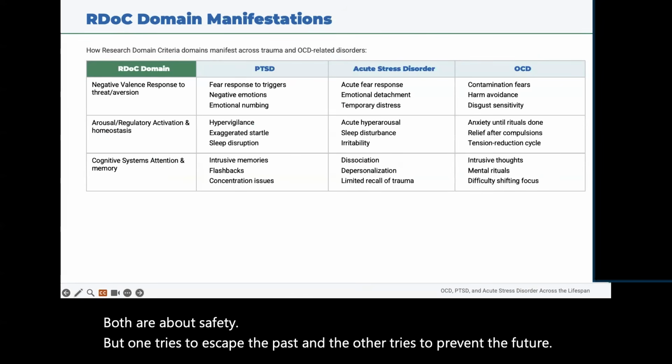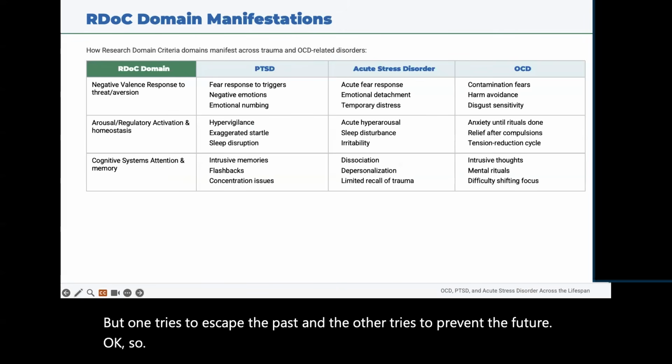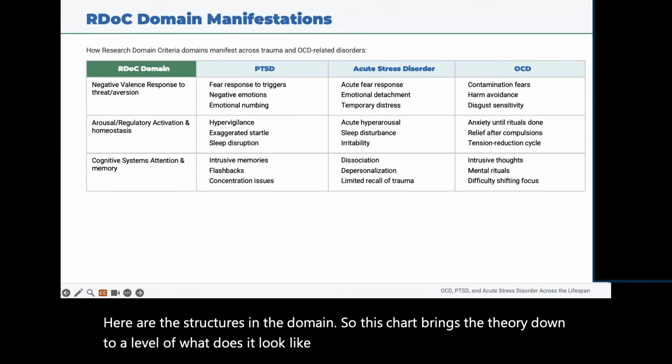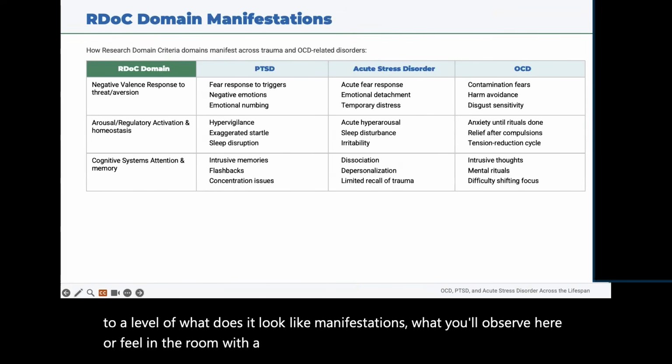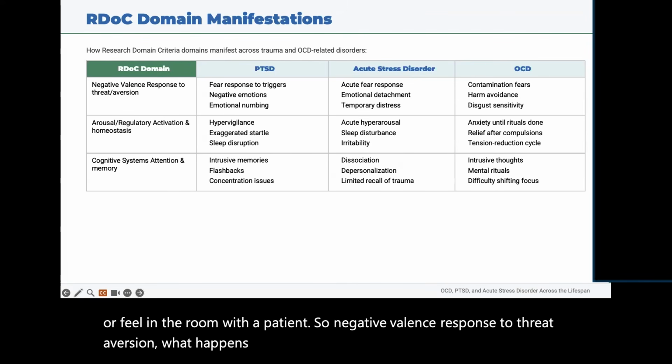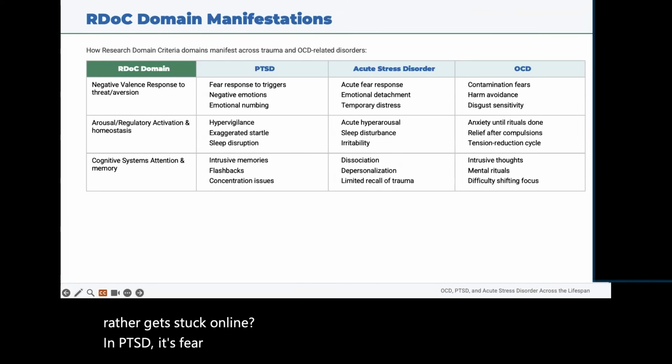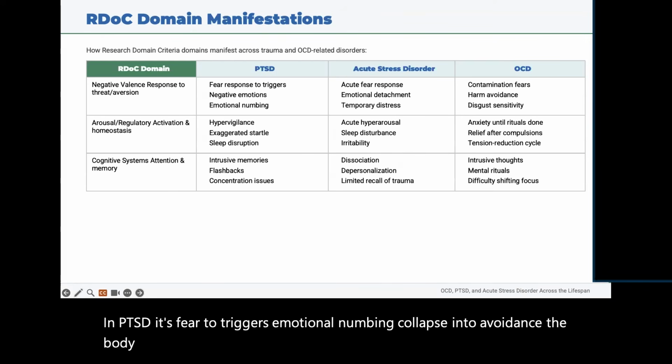Okay. So here are the structures in the domain. This chart brings the theory down to the level of what it looks like, the manifestations, what you'll observe, hear, or feel in the room with a patient. So, negative valence, response to threat, aversion. What happens when the brain's threat system goes offline, or rather gets stuck online? In PTSD, it's fear to triggers, emotional numbing, collapse into avoidance. The body is still fighting yesterday's war.